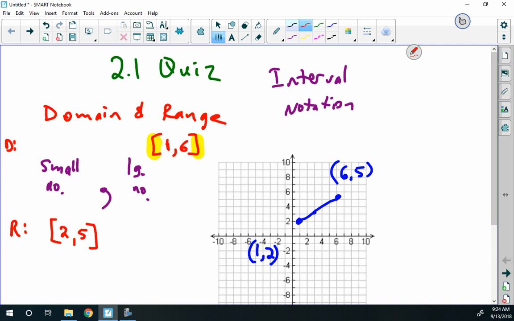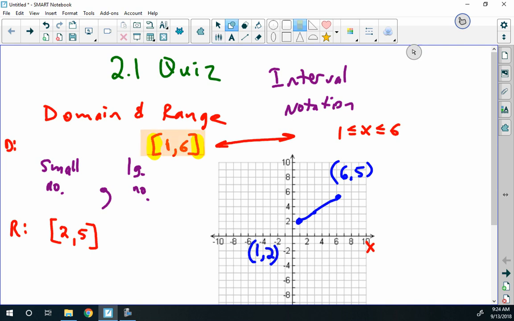There is another way that we could write that. Since this is our x-axis, an equivalent way of writing this is to say that the domain is 1 is less than or equal to x is less than or equal to 6. This expression and the other expression mean the exact same thing. It's another way to write it. That's called inequality notation. And one of the multiple choice questions on tomorrow's test is going to use that.